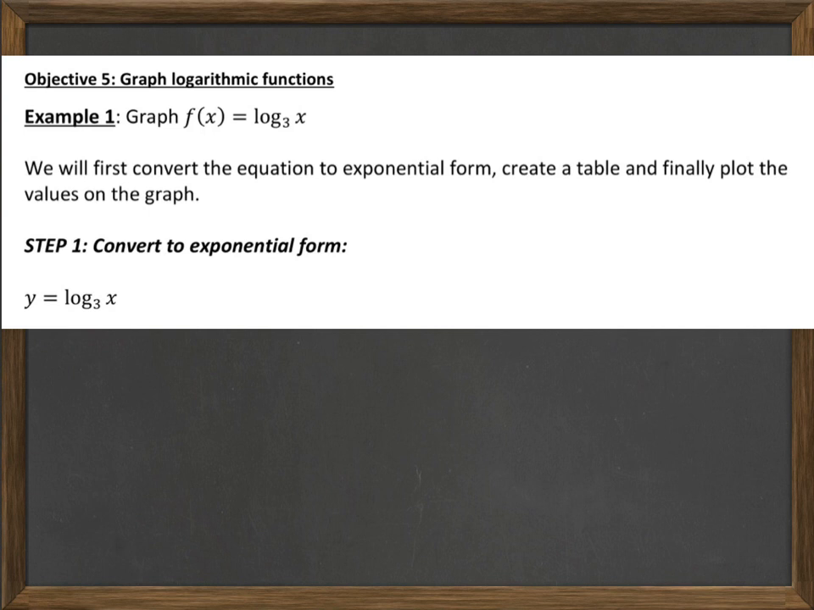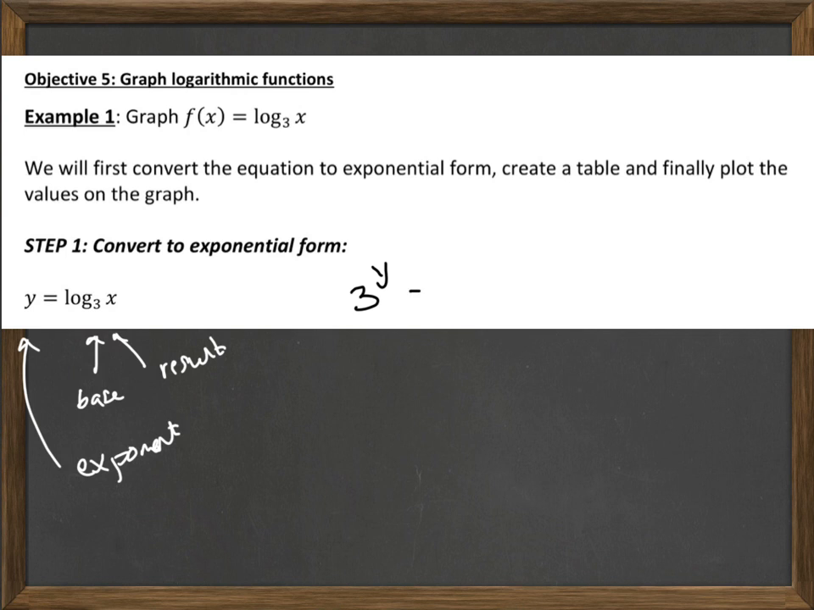Well, the first thing we're going to do is rewrite this in exponential form. So remember, 3 is our base, x is our result, and y over here is our exponent. So we need to rewrite this as 3, because 3 is our base, y is our exponent, and x is our result. So we're going to have 3 to the y power equals x.